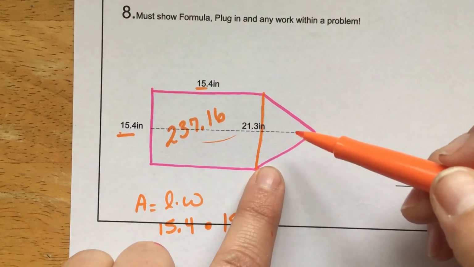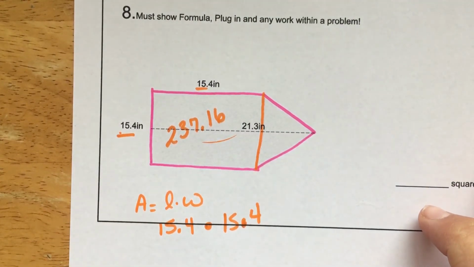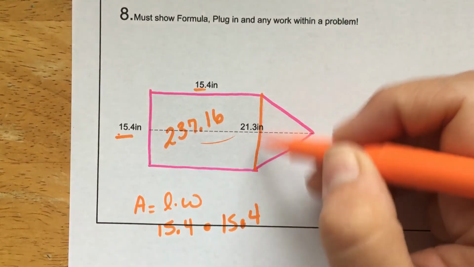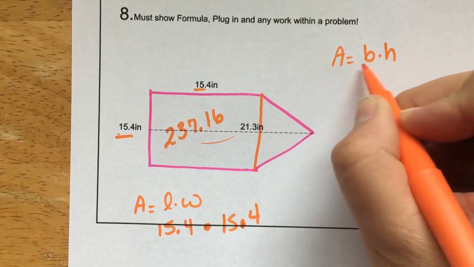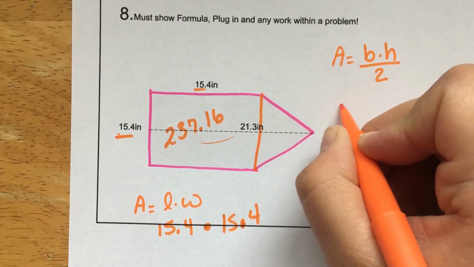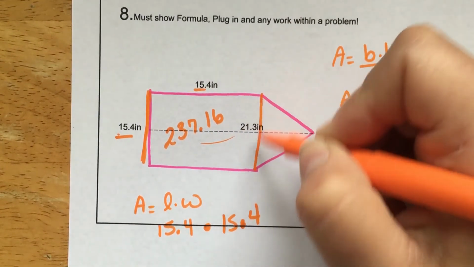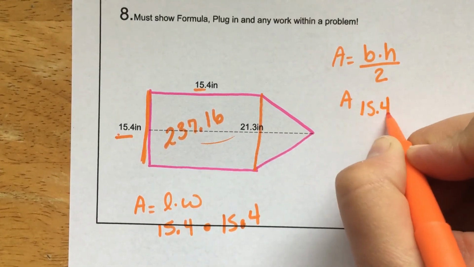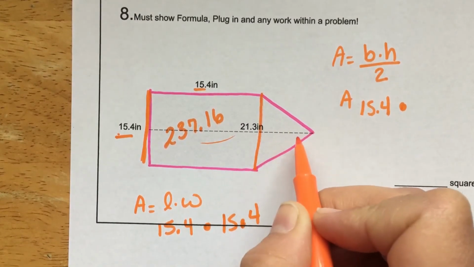I'm not done yet. So now I've got to figure out the triangle. Again, with the triangle, I've got to figure out the height. The base is already done for me, right? So my area is equal to the base times the height, and we're going to divide the whole thing by 2. The base, I already know. Guys, if this is 15.4, this has to be 15.4. So it's 15.4 times, and I've got to figure out that height.